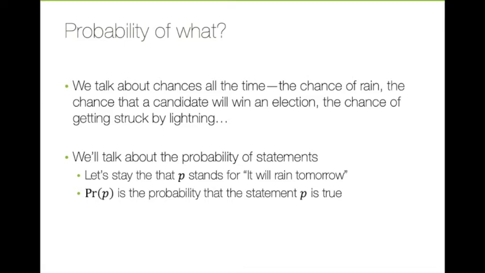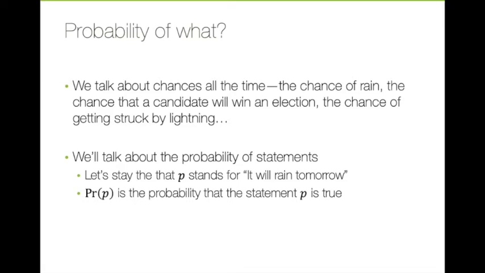So we can use sentence letters to stand for sentences of English. So P could stand for "it will rain tomorrow." And then we have Pr(P), with parentheses. That's our probability that the statement P is true. The probability that it's true that it will rain tomorrow. Most of the time we'll talk in shorthand, so instead of saying the probability that it is true that it will rain tomorrow, we'll just say the probability that it will rain tomorrow.